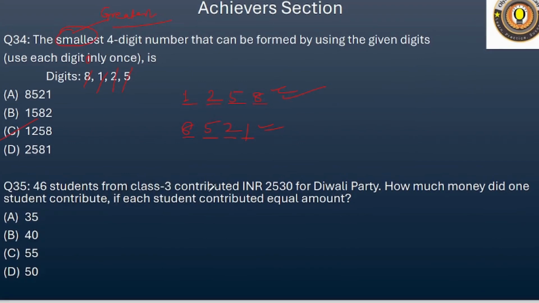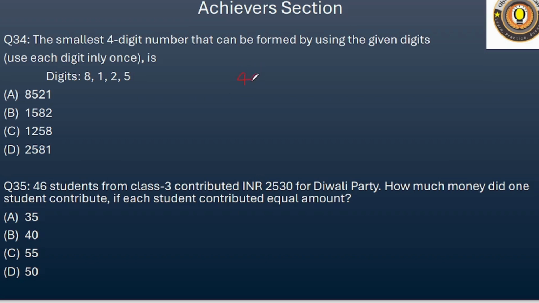46 students from class 3 contributed INR 2,530 for Diwali party. How much money did one student contribute if each student contributed equal amount? So let's see. What is the question here? It is saying that for Diwali party in your class of class 3, there are 46 students. And what they did? They contributed certain amount and everyone contributed the same amount, right? And that same amount, we have to find out.